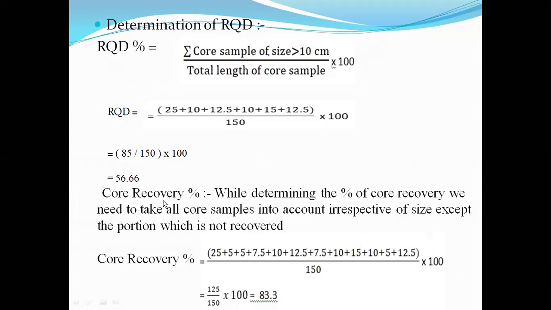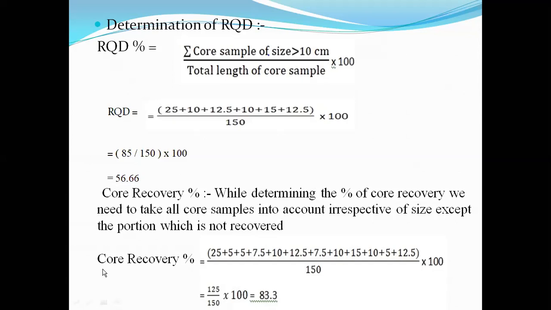Okay, next, core recovery. This is what I just explained a few minutes back. Core recovery percentage. While determining the percentage of core recovery, we need to take all core samples into account irrespective of the size, except the portion which is not recovered. See, there are certain gaps, right? That portion got completely crushed. There's not even a small part of the core length. So that is the reason there was no core recovery in those particular portions.